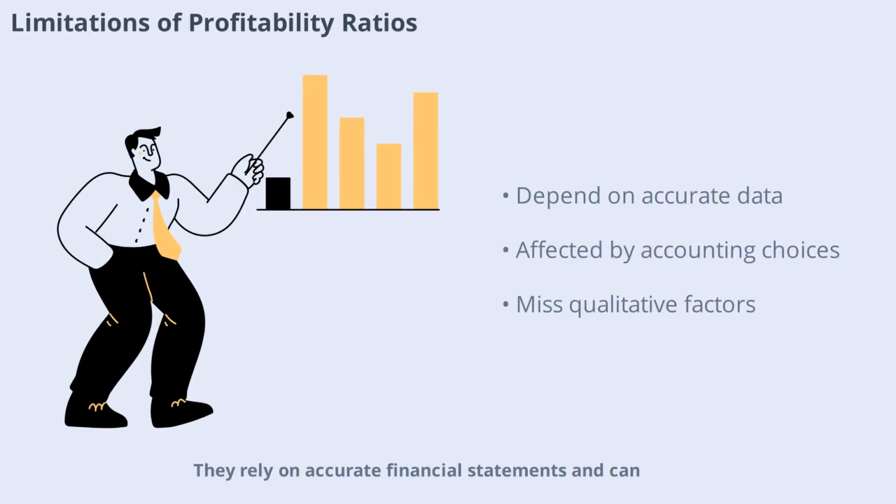They rely on accurate financial statements and can be affected by accounting policies or one-time events. Additionally, these ratios don't capture qualitative factors like brand strength or market conditions. It's important to use them alongside other financial and non-financial indicators for a complete analysis.